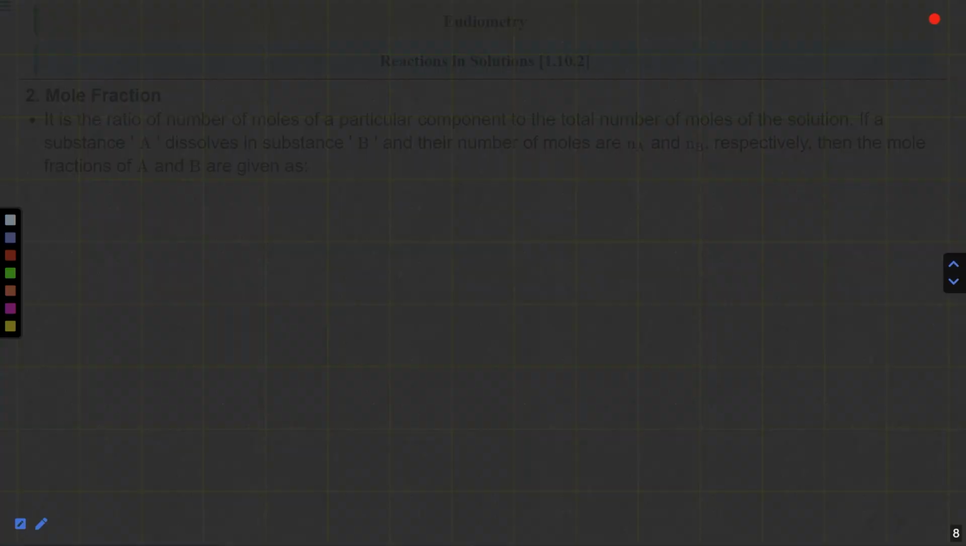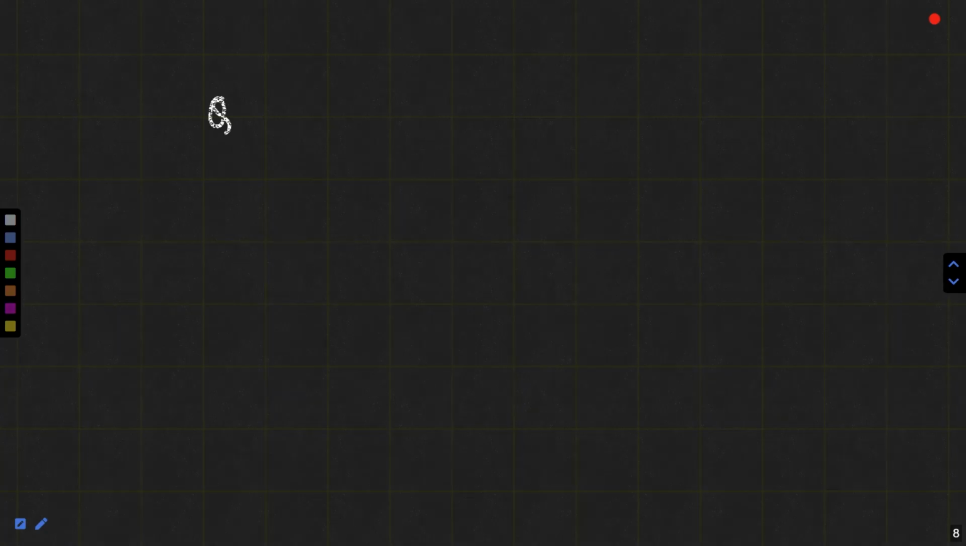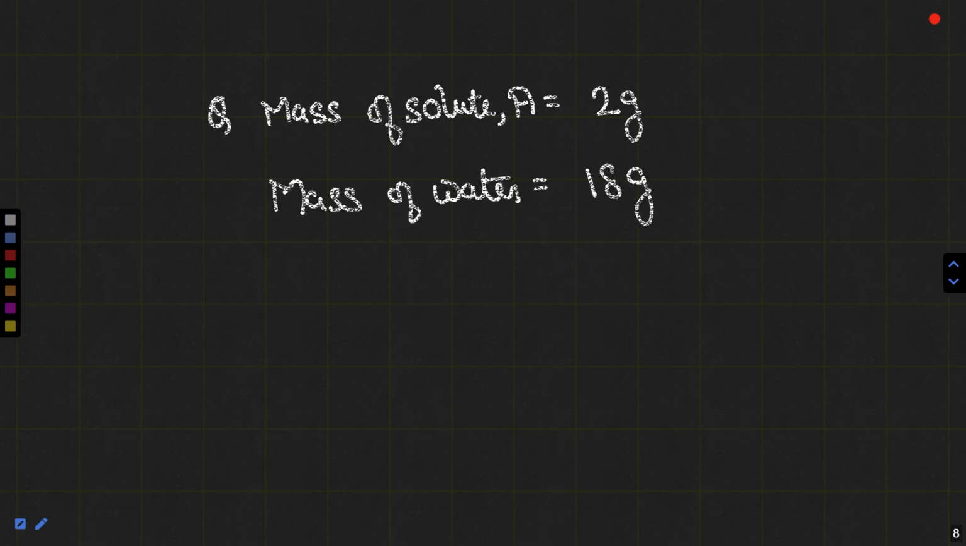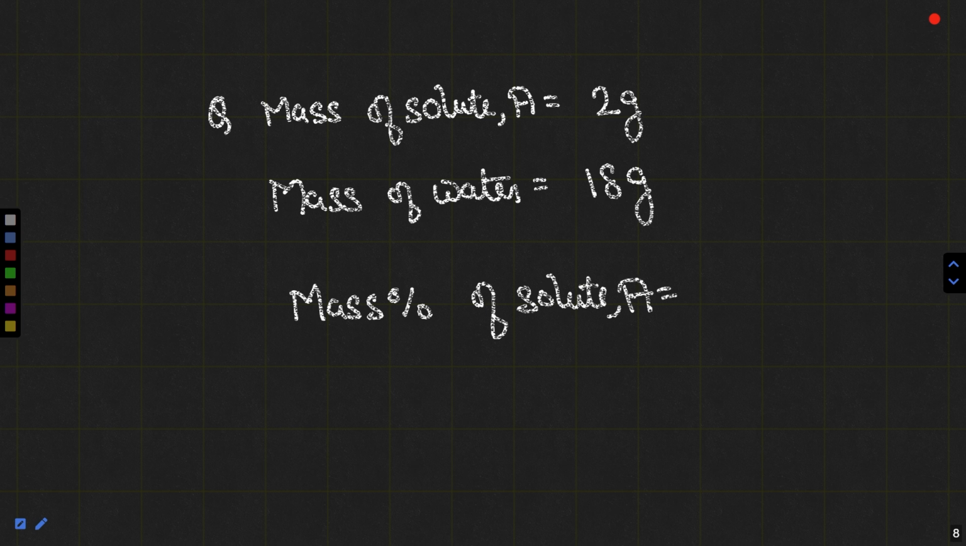Okay, I will explain it once again. The question was saying that the mass of solute, which was A there, was 2 gram. What was the mass of solvent? There we have taken water as the solvent, so mass of water was given as 18 gram. And you have to calculate the mass percentage of solute, which is A. How will you do it? It's a very simple formula.